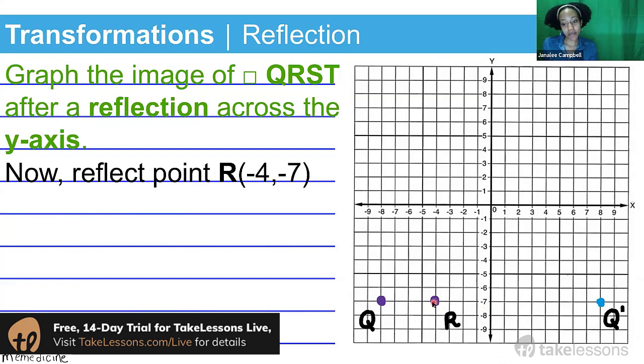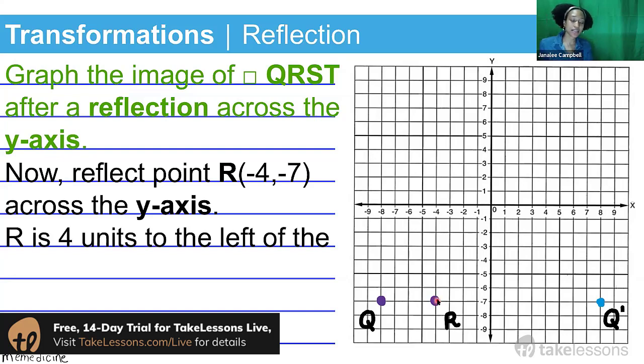Now, in our original figure, we had point R. Point R is located 4 units to the left and 7 units down. So it's at position -4, -7. And we're going to reflect it across the y-axis. So since R is 4 units to the left of the y-axis, to flip it about the y-axis, all we have to do is shift it 4 units to the right.